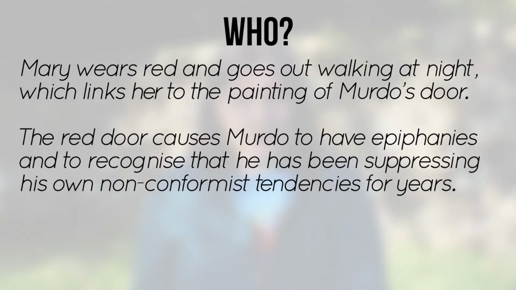Mary's uninhibited act of painting Murdo's door red, a colour symbolic of passion and anger, in order to spur him into action, is successful in that it causes Murdo to have an epiphany, perhaps even two epiphanies, and to recognise that he has been suppressing his own creative and nonconformist tendencies for years.